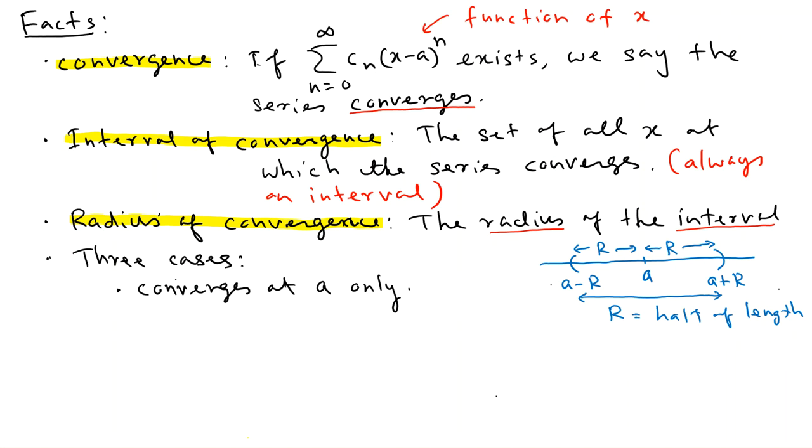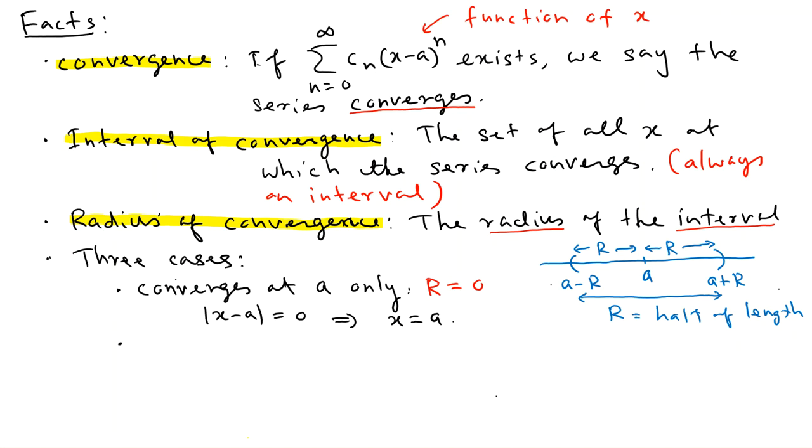In that case, what's going to happen? R is simply 0. It doesn't go anywhere. So if it only converges at A, R is 0. So that means x minus A, the gap, is 0. In that case, you can see that it's x equals A only. So it converges at A only, because that's the only solution you have. Just one solution.